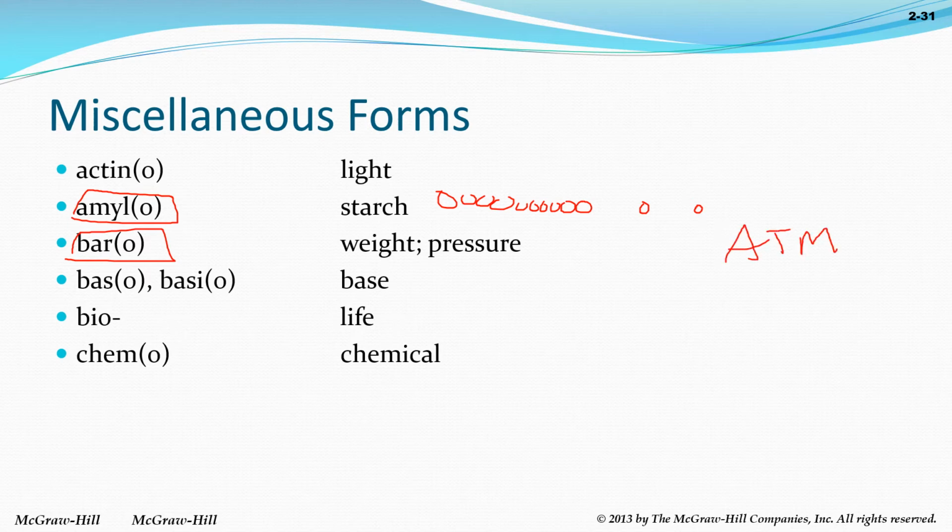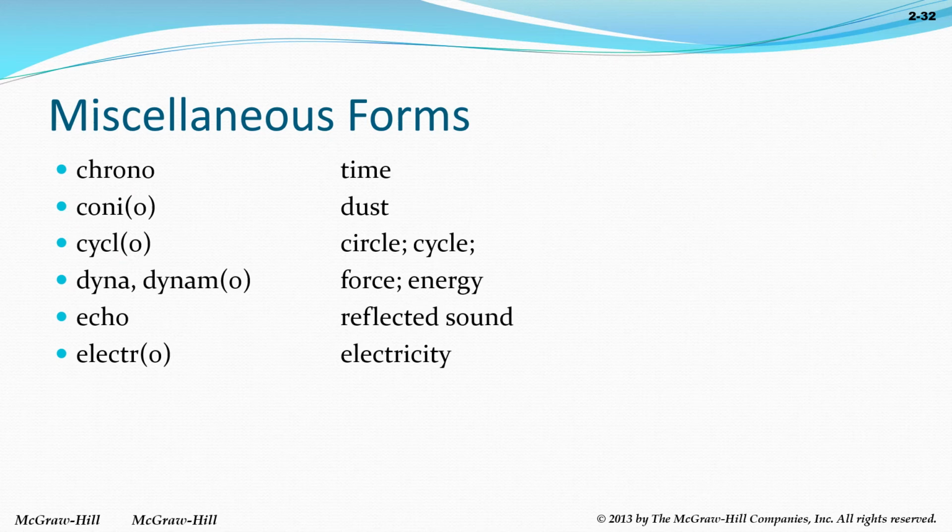Right? All this air is pushing down on you. That's atmospheric pressure. So the barometer. You guys ever heard of the barometer? To measure atmospheric pressure, you use the barometer. So if the barometer drops, it's going to rain. That means there's a lot of water in the air. Bio is life, not bad. Chemicals. Together we got biochemistry. Study of life and chemistry.